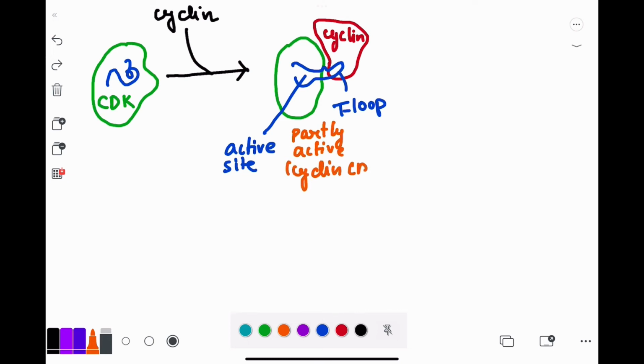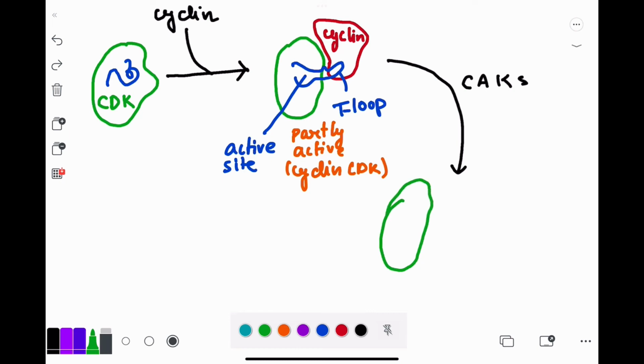Now what will happen is the CDK activating kinase will act upon this complex and cause phosphorylation in the active site. Due to this phosphorylation in the active site, this forms a fully activated cyclin CDK complex. I'm adding this phosphate here. So phosphorylation by the CDK activating kinase has resulted in a fully active complex, and that's it.